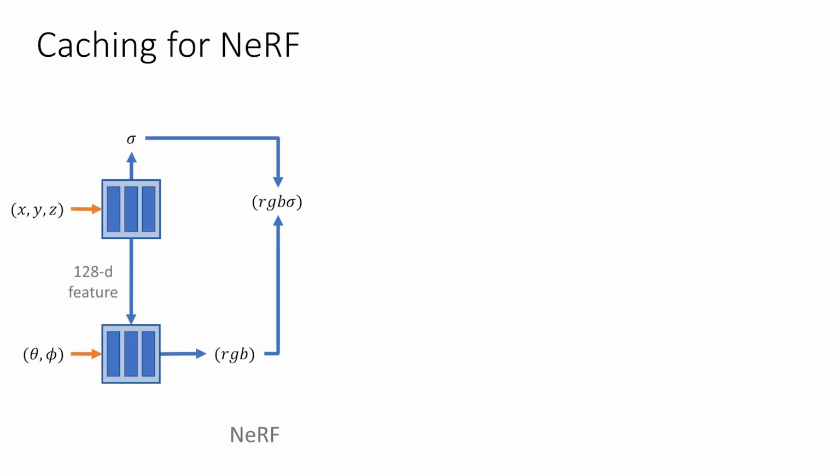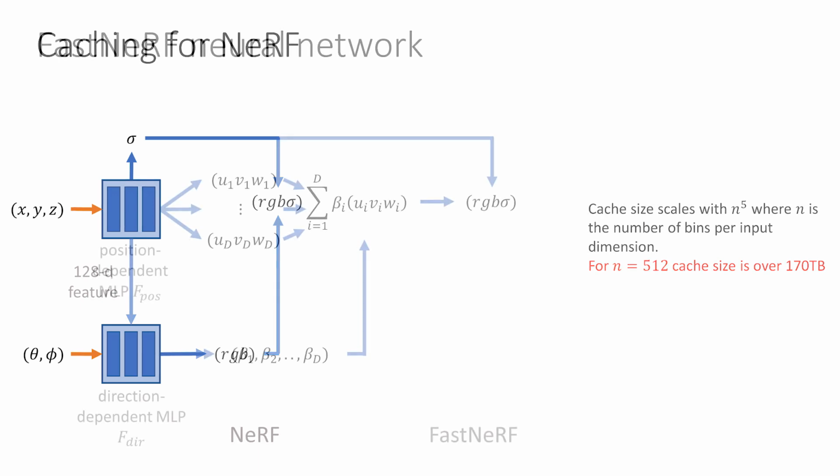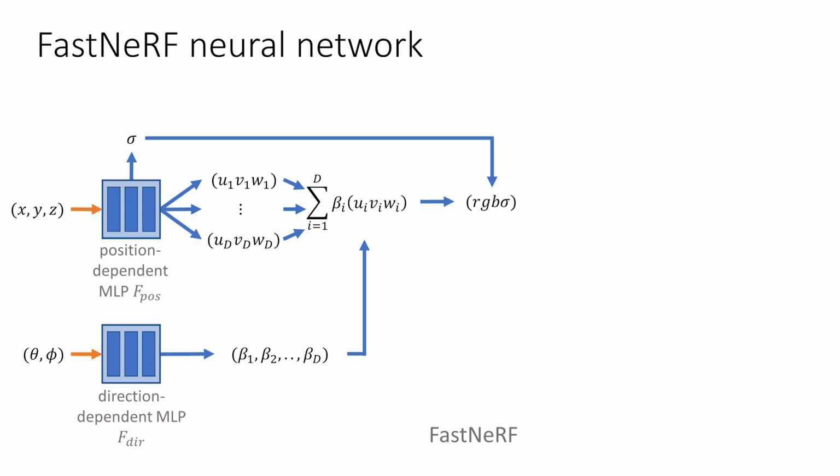To apply the caching scheme to NeRF, we need to create a single cache for its 5-dimensional input space. Such a cache would scale proportionally to the number of bins per dimension to the 5th power. Even for moderate cache resolutions, this means that the cache size quickly becomes prohibitive. To make caching feasible, we propose a new graphics-inspired neural network architecture, which we call FastNeRF.